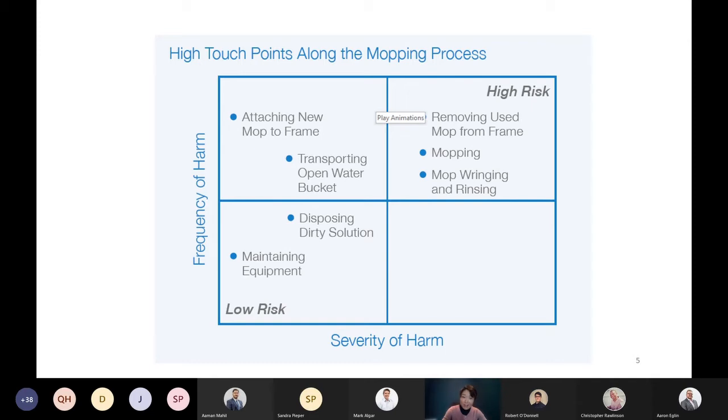And then the mopping process, which is kind of the essence of the entire journey. You want to clean the floor and remove dirt or contaminants from the surface. And finally, the wringing and rinsing process, because by and large, with what's out in the market, you need to use a wringer to get rid of the excess water from the mop. And so that task happens pretty frequently throughout the day. And we also think the severity of the risk is pretty high as well.